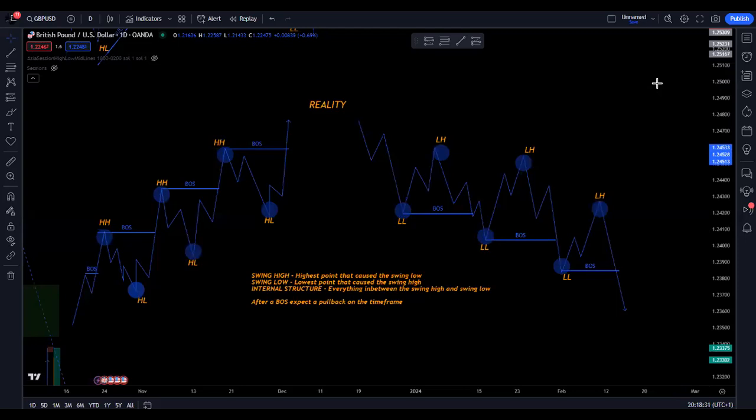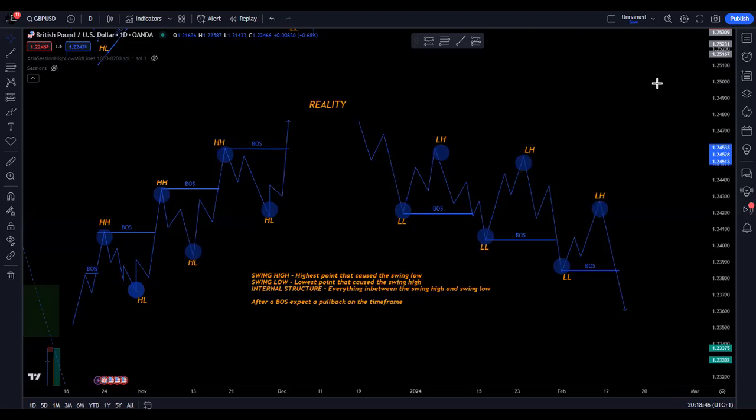Okay, so today we're going to be talking more about market structure, and we're going to be looking at market structure on the live chart. I'm going to be doing some explanations. I'm going to give you some live examples. And then I'll leave you to do your homework.